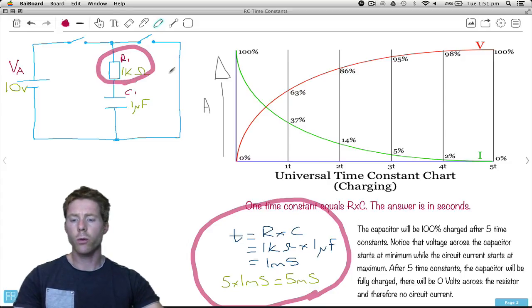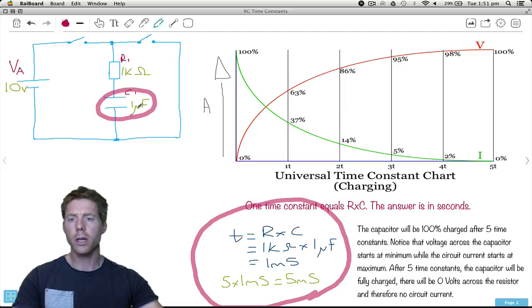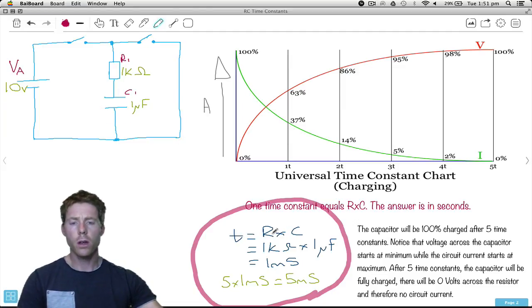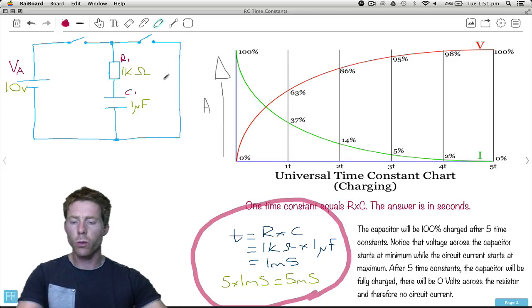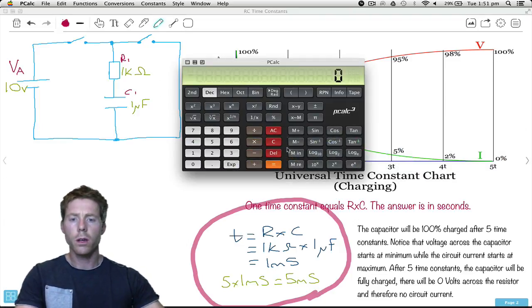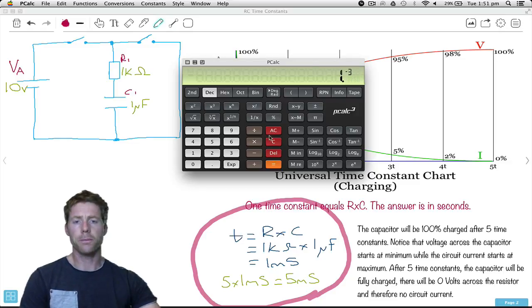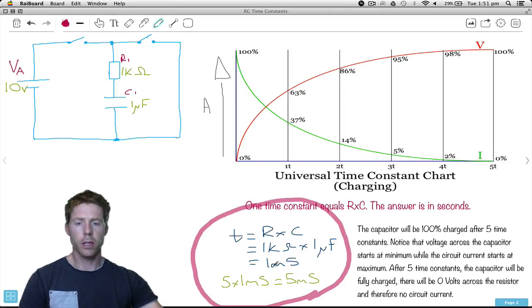So check out up here, we've got a resistor of 1 k ohm, 1000 ohms, and a capacitor of 1 microfarad. So we do 1 k ohm multiplied by 1 microfarad, and that gives us 1 millisecond, because the answer is in seconds. In fact, if we were to do it on the calculator, which I will do, we've got 1000 ohms multiplied by 1 micro, so times 10 to the negative 6, we get 1 times 10 to the negative 3. So 1 times 10 to the negative 3 is 1 milli, and it's in seconds.